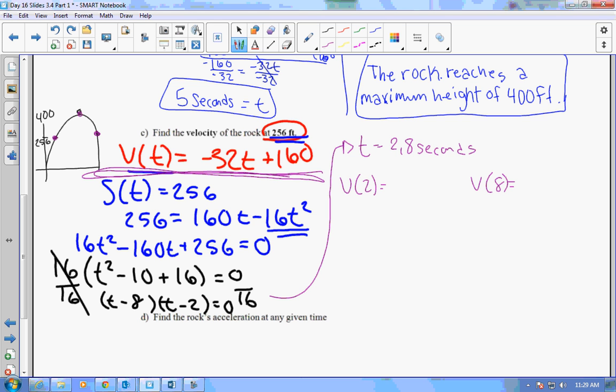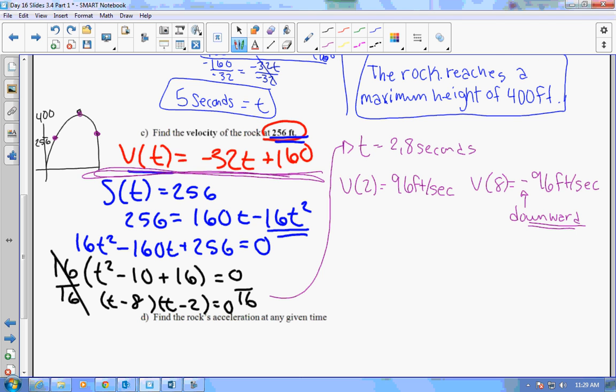Okay, velocity at time 2. What'd you get, Gisu? Good job. Velocity would be feet per second, right? Good job. And the time 8, velocity at time 8? Okay, so what does this negative mean? It's going down. This is downward.